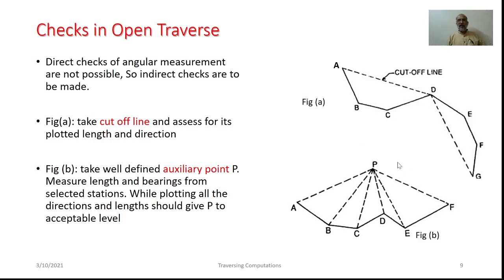Similarly, we can define a certain auxiliary station P. We can measure the length and bearing of this station with respect to certain selected stations. As we plot all the directions and lengths in order to define the location of P, the position that we get from the respective stations should be at an acceptable level.